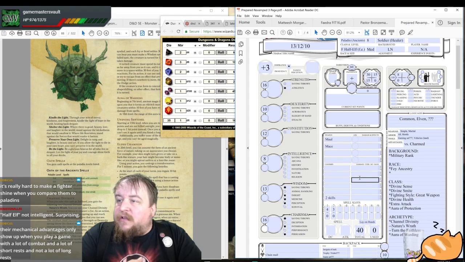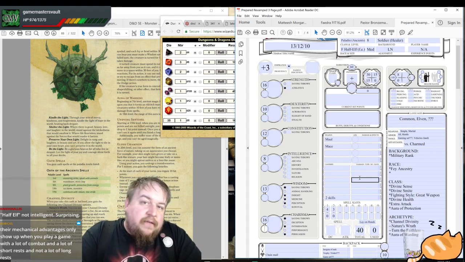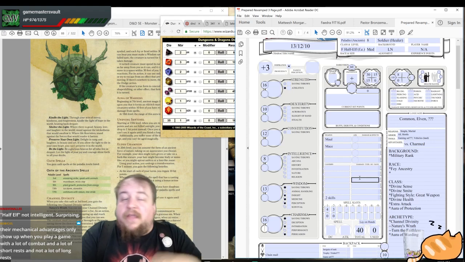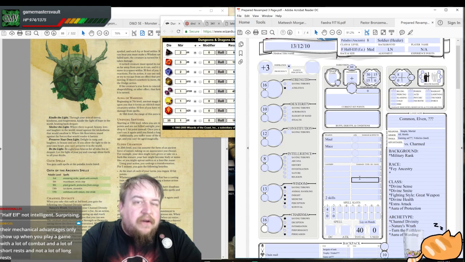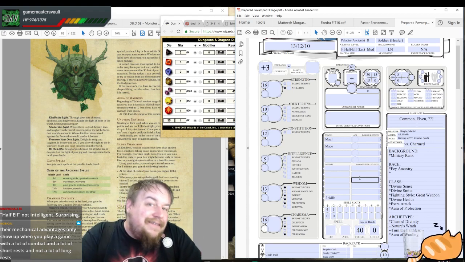Their mechanical advantage only shows up when you play a game with a lot of combat and a lot of short rests and not a lot of long rests. Oh, yeah. And, you know, Bobicus, that's always the fight, because how many times in a session, unless you count a fight as throwing, like, I don't know, 3 goblins at the party, one of them might take damage, one of the party members might take damage, and then you roll on and you throw 3 goblins at the party, and you're like, yeah, we're having 3 encounters a session. Yay.